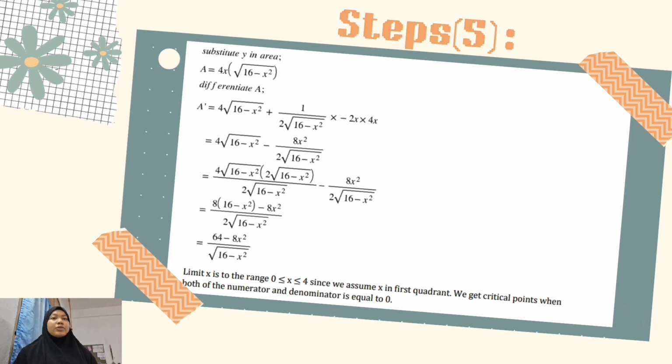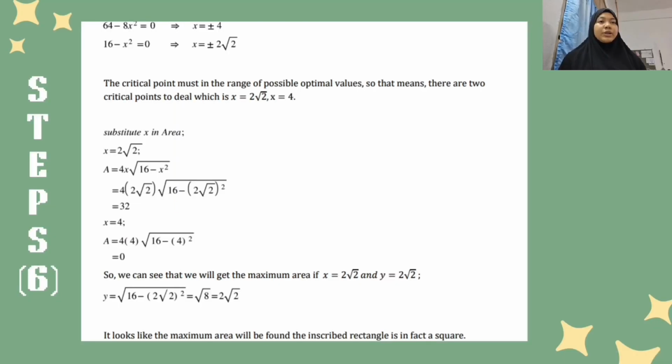Limit x to the range 0 ≤ x ≤ 4, since we assume x is in the first quadrant. We get critical points when both the numerator and denominator are equal to 0. When the numerator is equal to 0, we obtain x as ±4. And when the denominator is equal to 0, we obtain x as ±2√2.